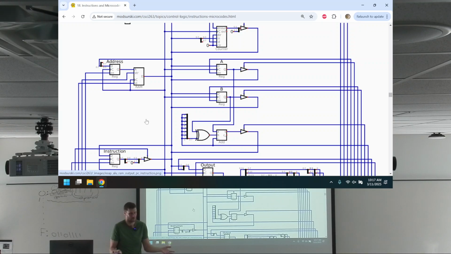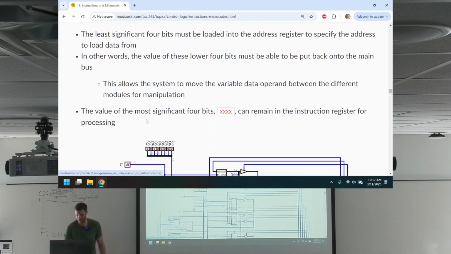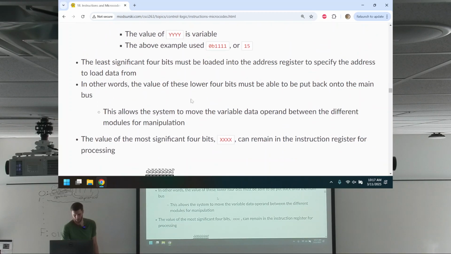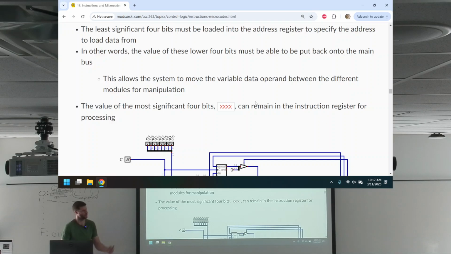Cool? Now, obviously the question remains: okay, so what? I keep saying that the most significant 4 bits remain in the instruction register for processing. Well, that processing is what tells the system microcode 0, 1, 2, 3 for the instruction: fetch, fetch, load part 1, load part 2.